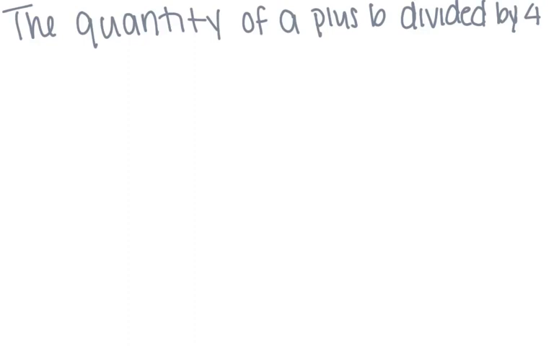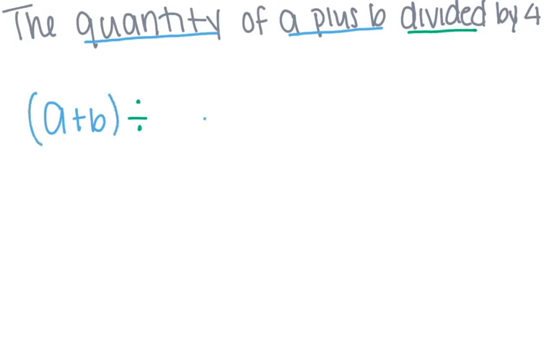Our next one is the quantity of A plus B divided by 4. So quantity means we need to add something up. This tells us we're going to be adding up A plus B. So A plus B. Then we see that it is divided by, so that is going to have our division symbol. So now we need to go back in and we need to add these parentheses. And it is divided by 4. So we have 4. Remember, you can also write this as a fraction. So we can have A plus B over 4.